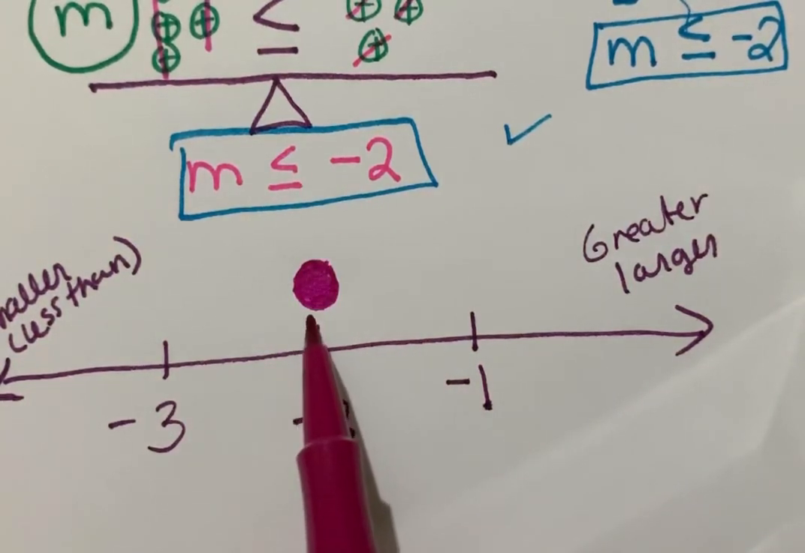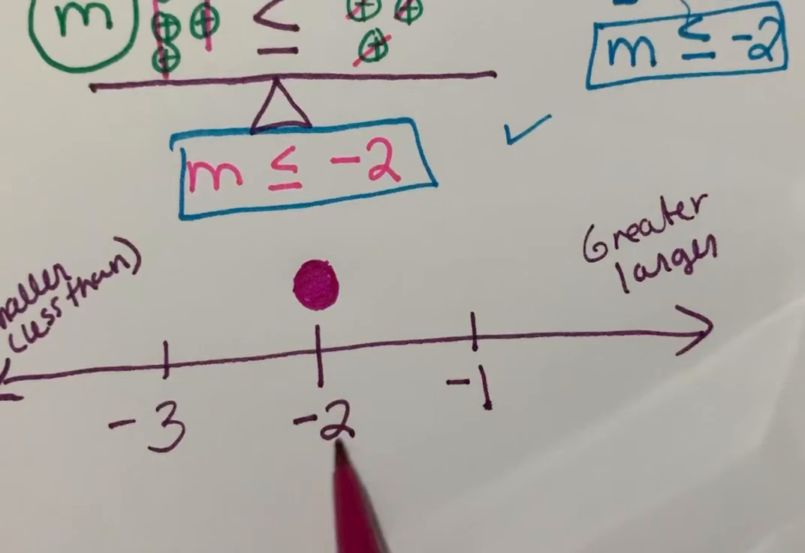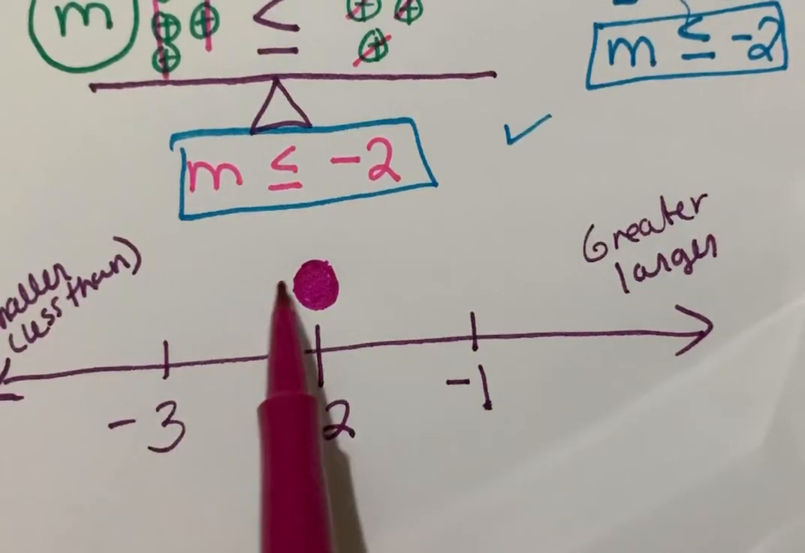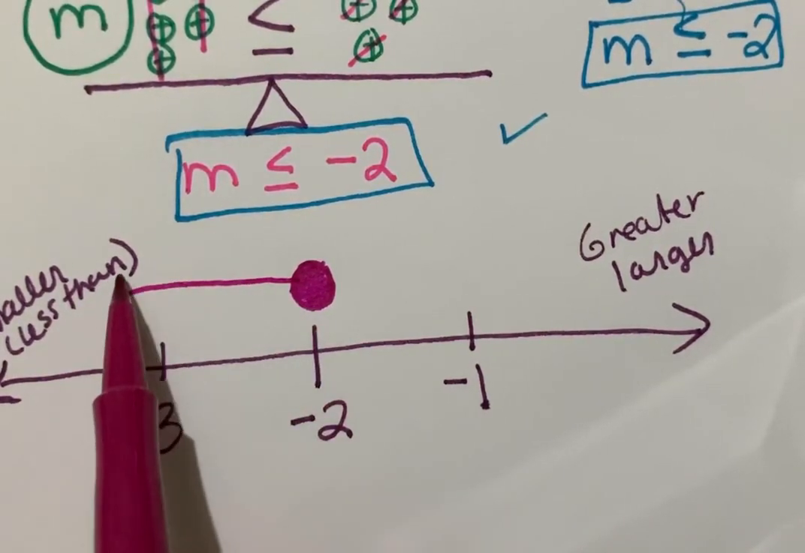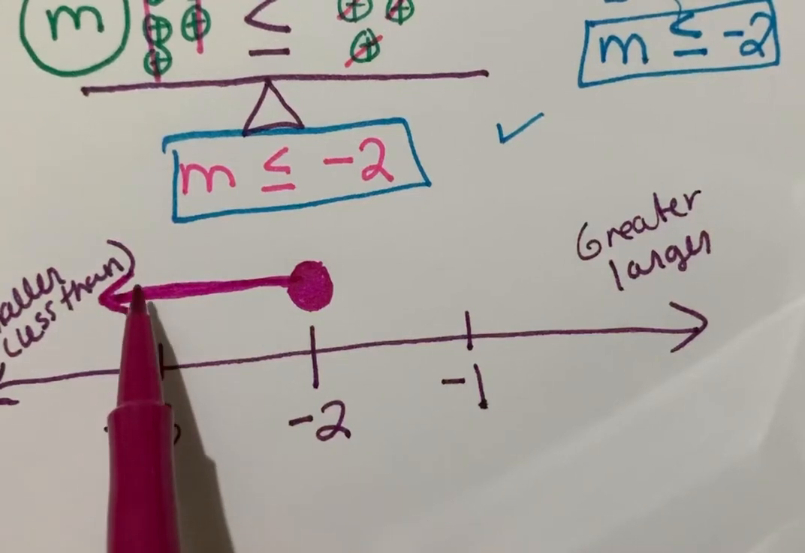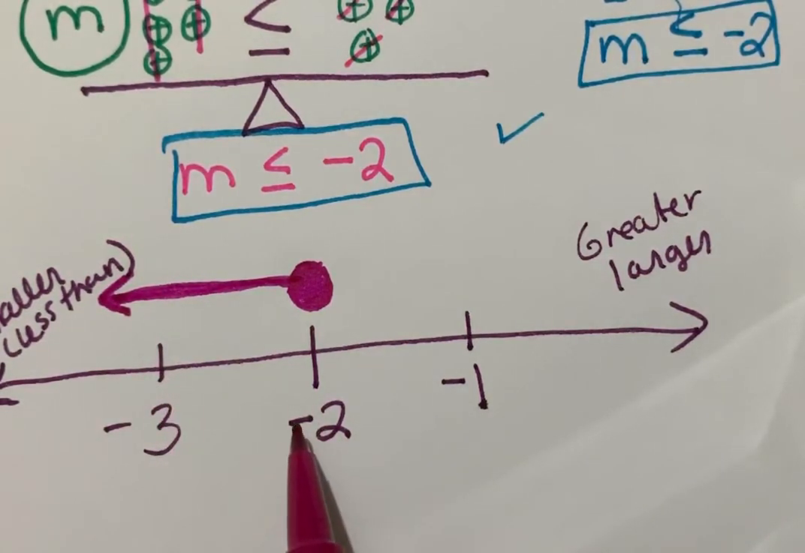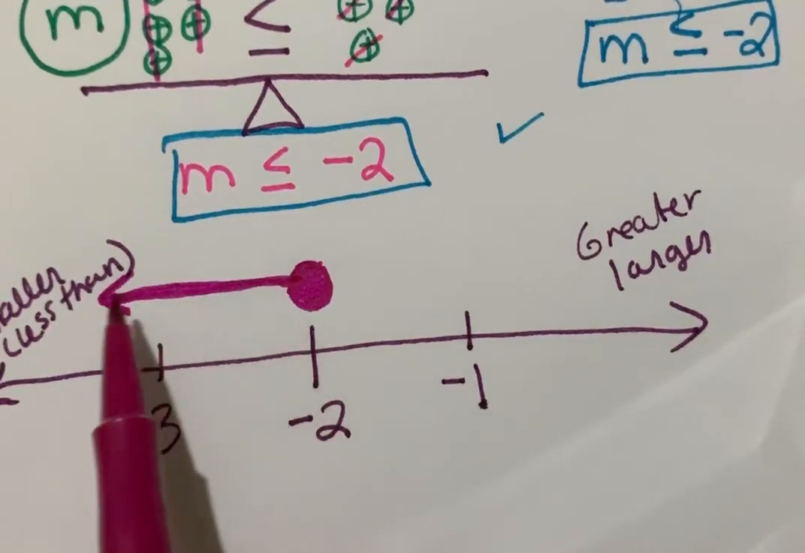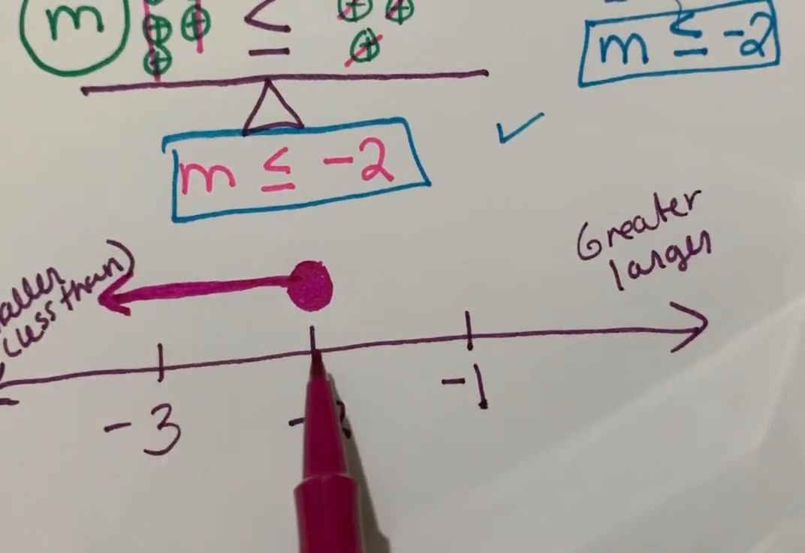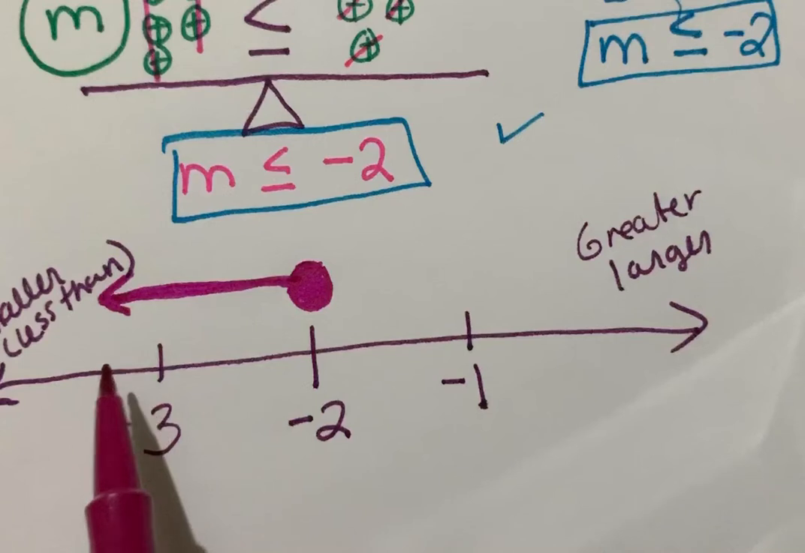So the numbers that are less than or equal to negative 2, and these are less than, are to the left. And so I'm going to draw a little number line with an arrow, because I can pick any value that is less than negative 2, and it will make that inequality true. Okay? And so this line with the arrow includes every single possible value that is less than 2.